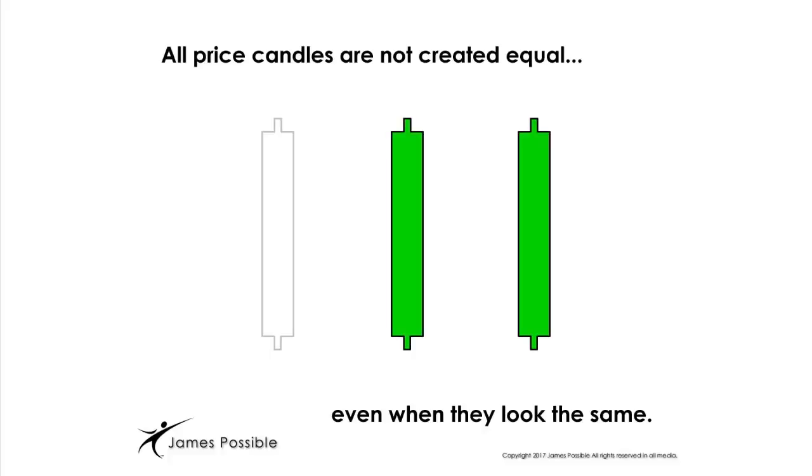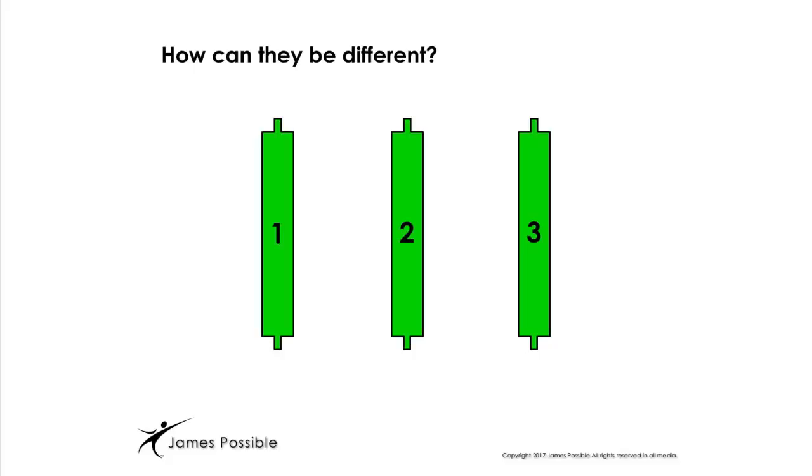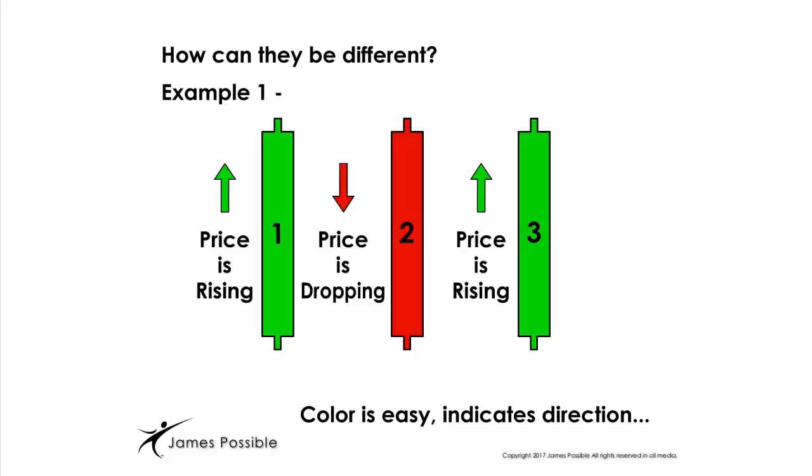I'm going to change the colors. Green, green, green. But it doesn't mean that what has happened to get them to that point in time is the same for all three candles. How can they be different? Well, that's what I want to get to. I mentioned the colors. Colors obviously are an easy way to see one difference, and really it is one difference. So green, price is rising. Red, price is dropping.